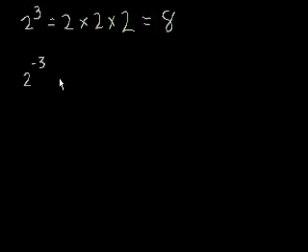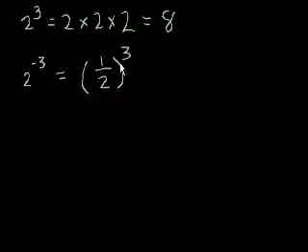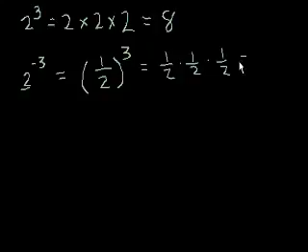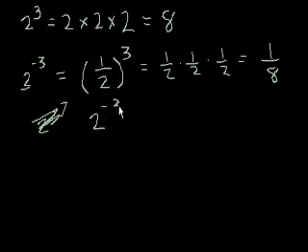But 2 to the negative third power, it turns out, is equivalent to 1 over 2 to the third power. So the negative exponent means to take the inverse of the base, we'll call the number 2 the base, and take that to the positive version of the exponent. And 1/2 to the third power is 1/2 times 1/2 times 1/2, and that equals 1/8. So 2 to the negative third power is equal to 1/8. Let's do another one.